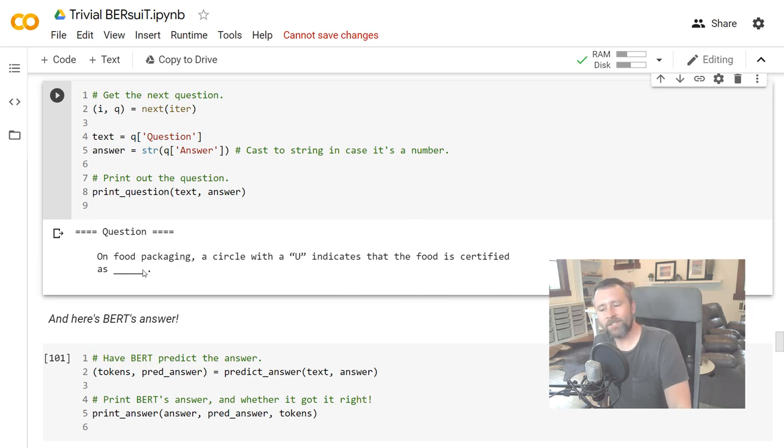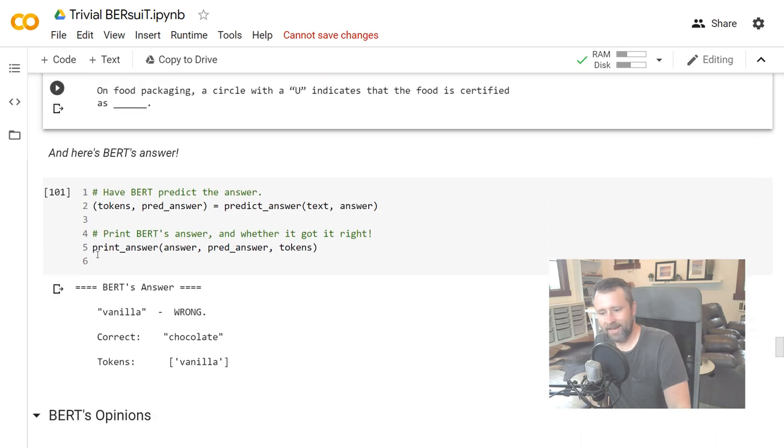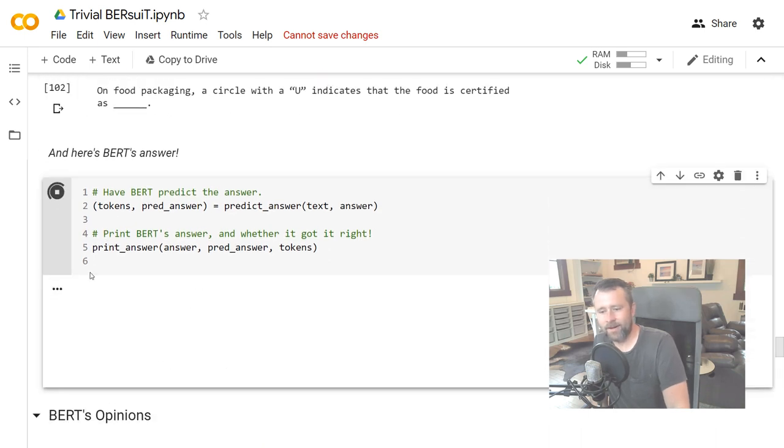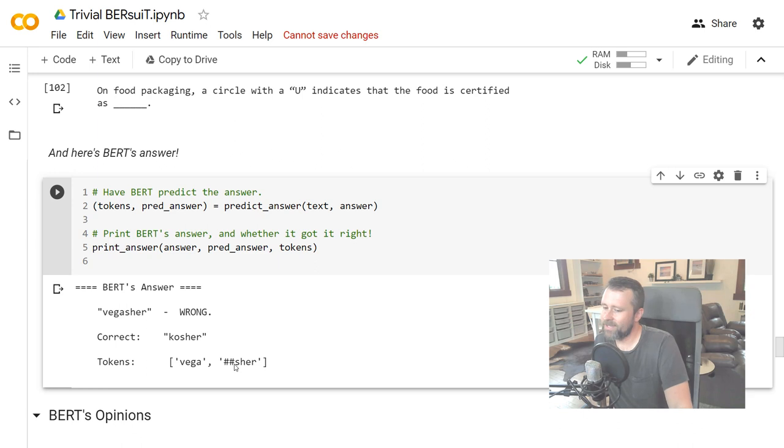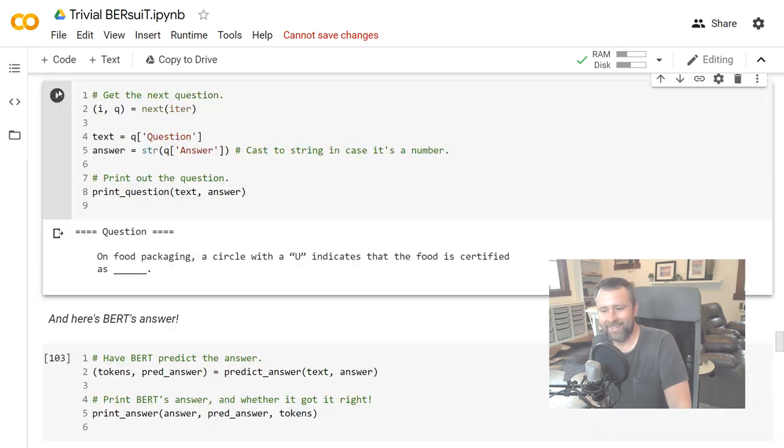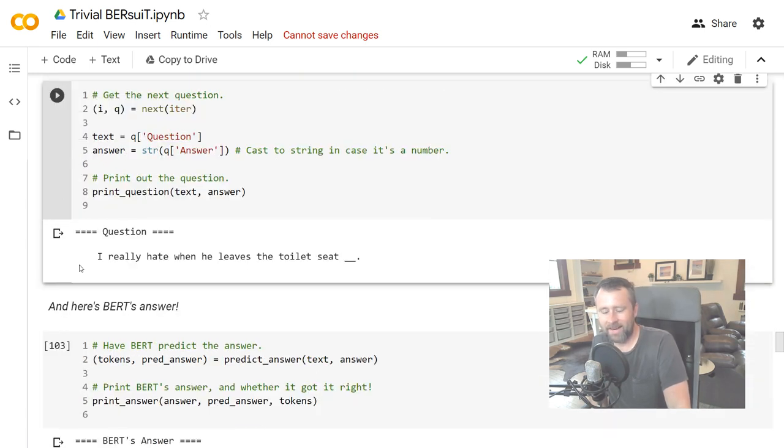On food packaging, a circle with a U indicates that the food is certified as blank. I don't know. Vegasure? No, kosher. Look at that. It's like a combination of vegan and kosher. It's one of the two. I'm going to try Vegasure. That's my vote. That's my guess. So close, I guess, right? Man, and that was based on a description of what goes onto the package.